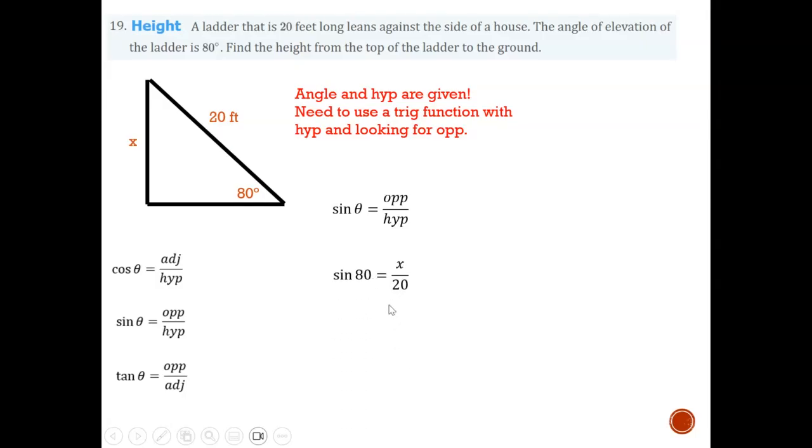So again, here, guys, we multiply both sides by 20. So x equals 20 times sine of 80 will give us approximately 19.696 feet, which would be something like 19.7 feet. So the height of the ladder to the ground is 19.7 feet.